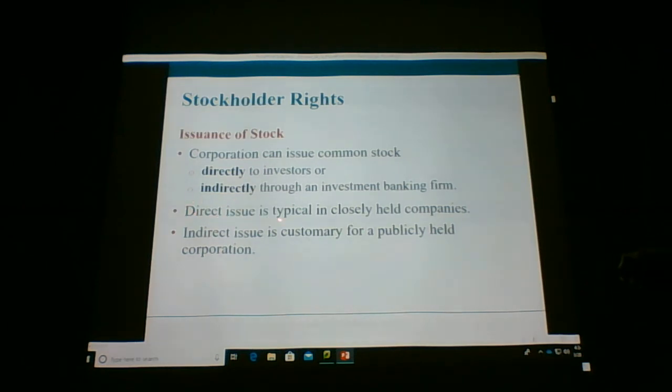Especially because direct issue is typically what we're going to talk about in closely held companies, small businesses, that sort of thing. So stockholders are, in fact, owners of the company. Bondholders increase liabilities. Stockholders increase common stock. Two different parts of the balance sheet.